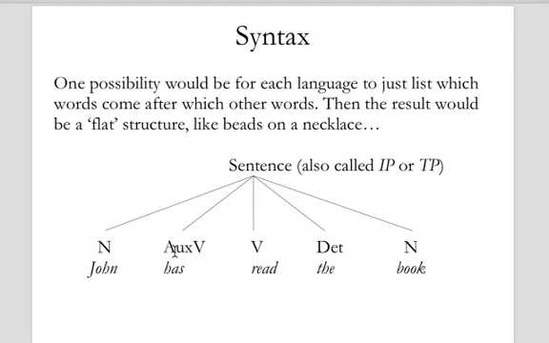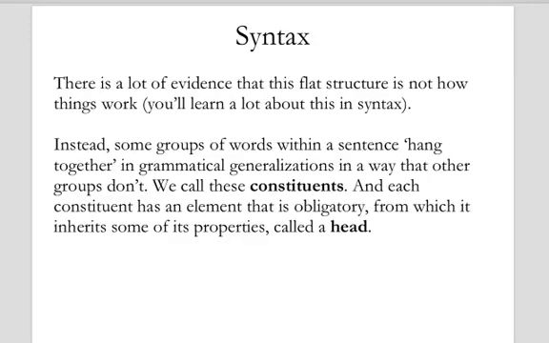This is the thing that's going to be called an inflection or a tense, and it's supposed to be the head of the sentence in the following slides. There's a lexical verb, read, there's the determiner the, and there's the noun book. Right? So there you go. John has read the book. It happens in this order. English speakers know this. Simple theory of sentences.